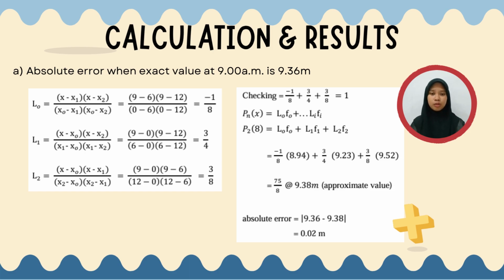Substituting this into the polynomial gives us the approximate value. P2 of 9 equals negative 1 per 8 multiplied by 8.94, plus 3 per 4 multiplied by 9.32, plus 3 per 8 multiplied by 9.52, and the answer is 9.38 meters. Finally, we calculate the absolute error: 9.36 minus 9.38 equals 0.02 meters.